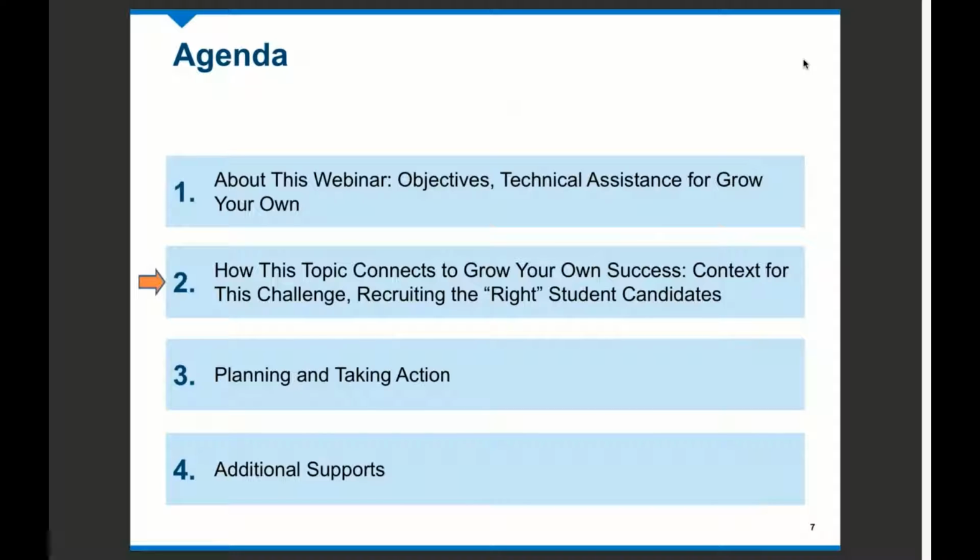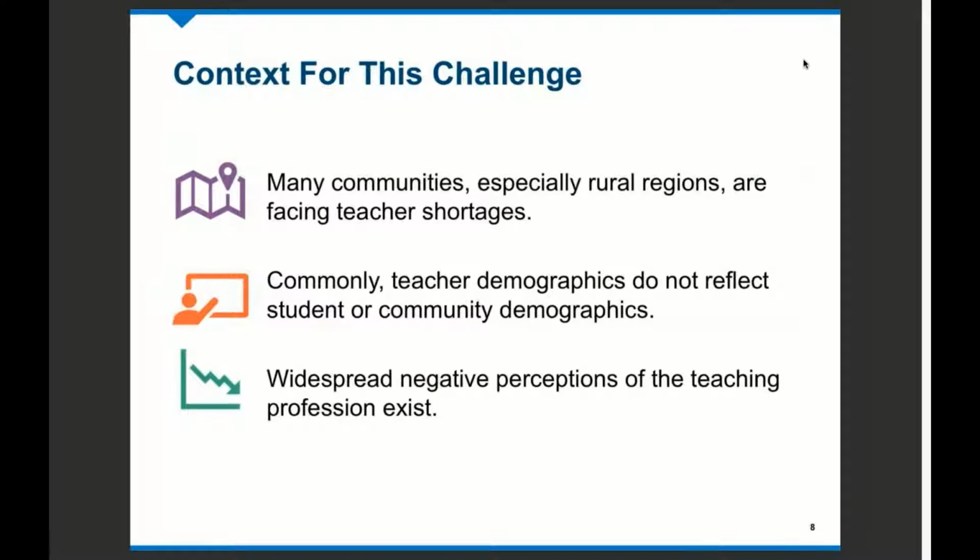Now, let's move on and discuss how this topic of recruitment for education and training courses connects to your Grow Your Own success, context for this challenge, and recruiting the right candidates. Now, this conversation isn't new.